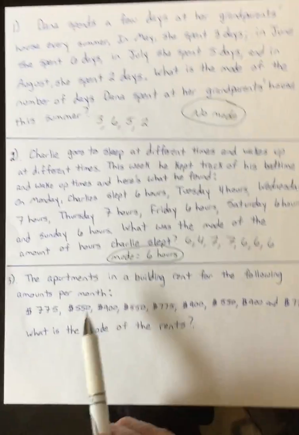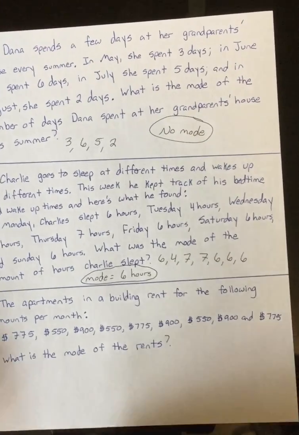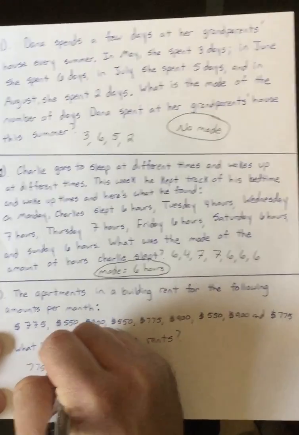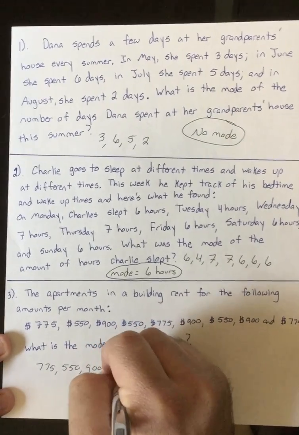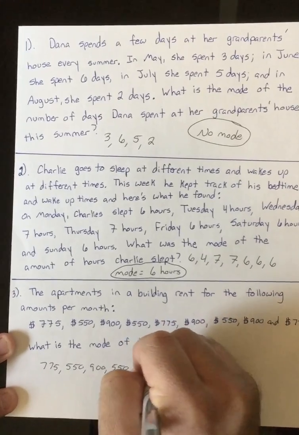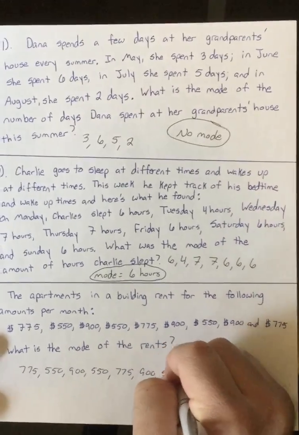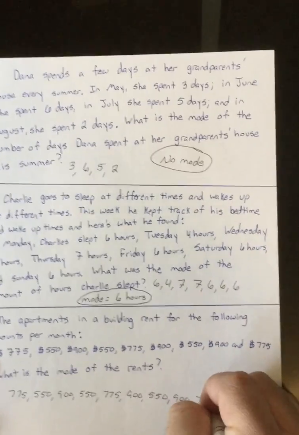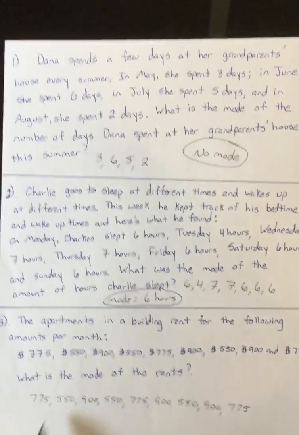Last one. The apartments in a building rent for the following amounts per month. We have $775, we have $550, we have $900, we have $550, we have $775, we have $900, we have $550, we have $900, and we have $775. I wish I found out where these apartments were when we were younger. Cheap.